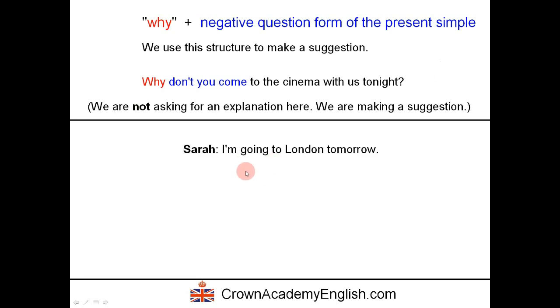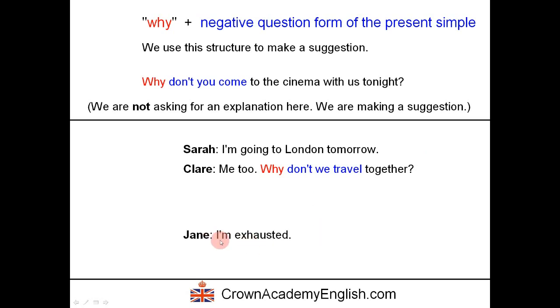Another example. Sarah says, I'm going to London tomorrow. Claire says, me too. Why don't we travel together? So here we have the first person plural form. Why don't we travel together? This is a suggestion. Okay.